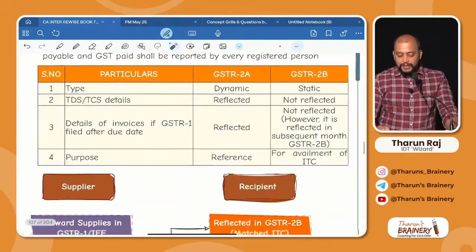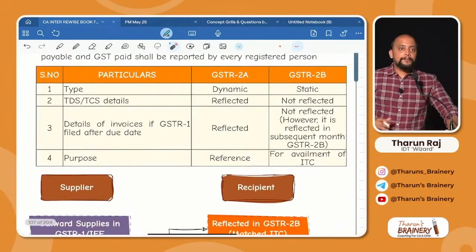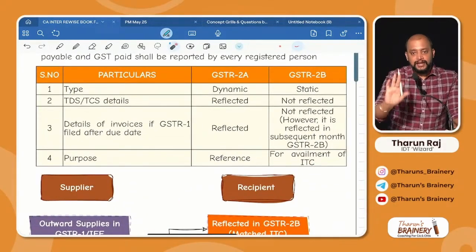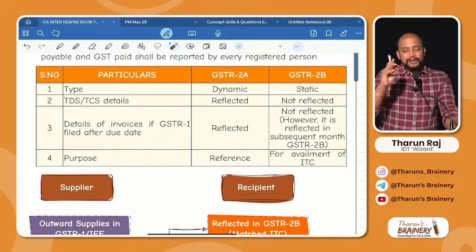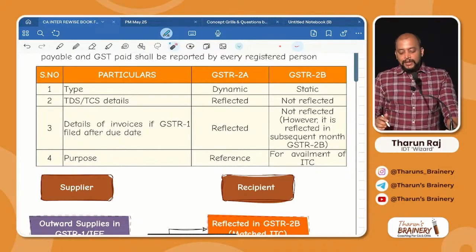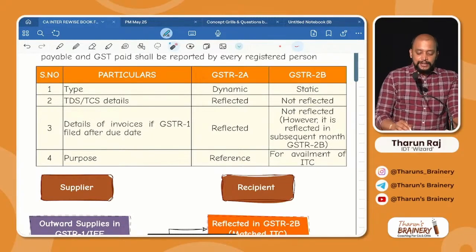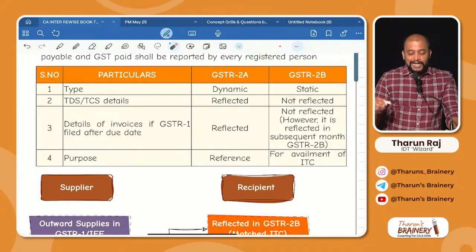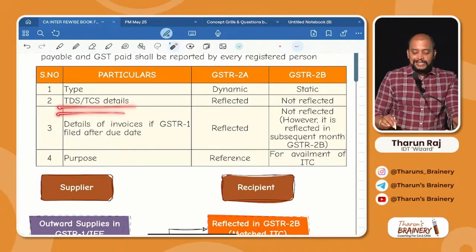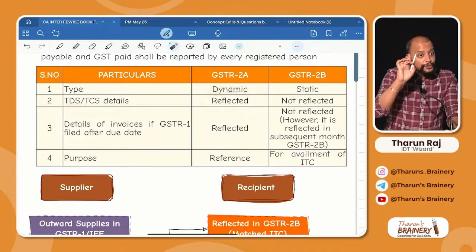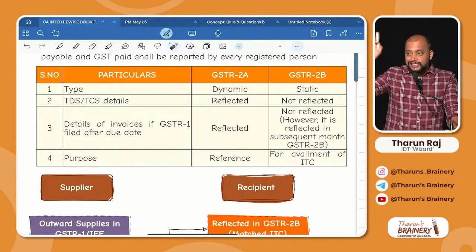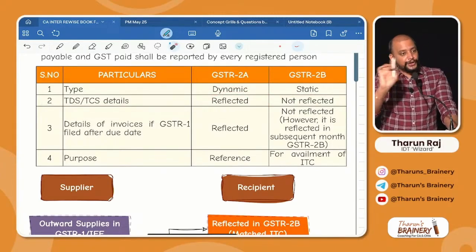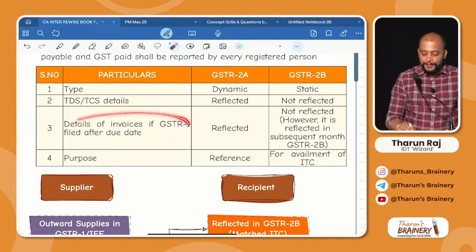So what is the difference between 2A and 2B? Maybe it may come as a theory question, not a task, not important also, but may be asked. Type of the return: 2A is a dynamic return, but 2B will be static. TDS TCS details will be there only in 2A. So already I told you, TDS TCS details will come in 2A, not in 2B.